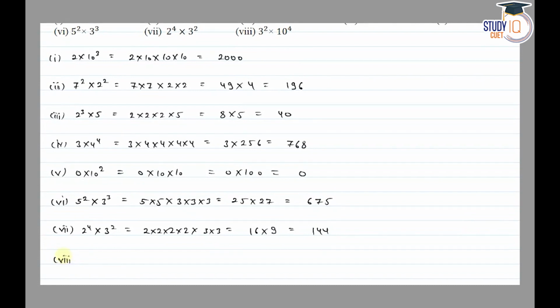And the eighth part is 3 square into 10 to the power 4. Its expanded form will be 3 into 3 into 10 into 10 into 10 into 10. So 9 into 10,000 gives us 90,000. Thank you.